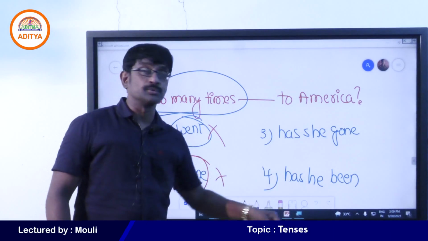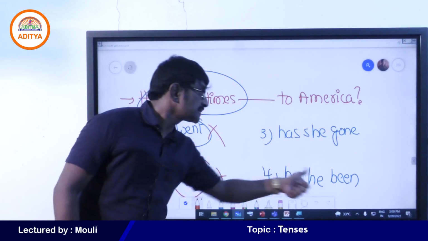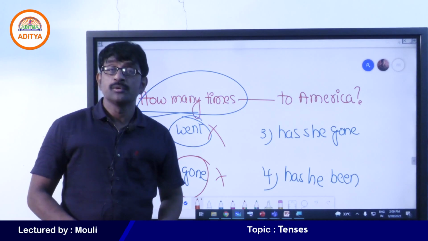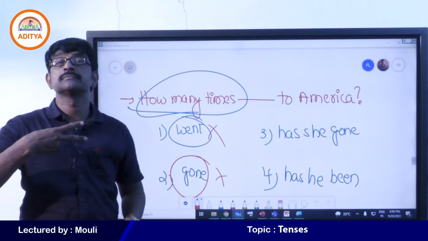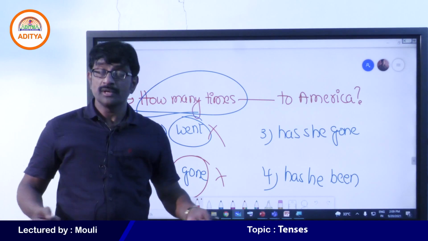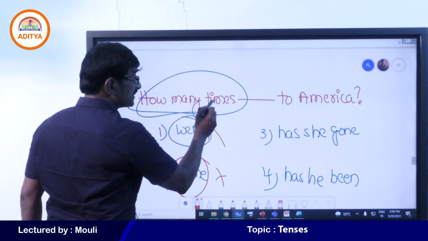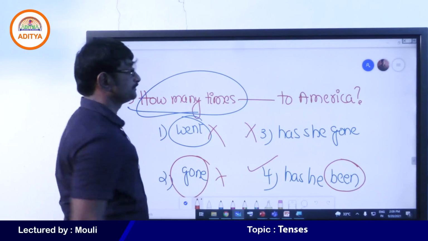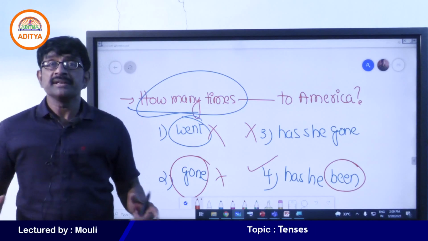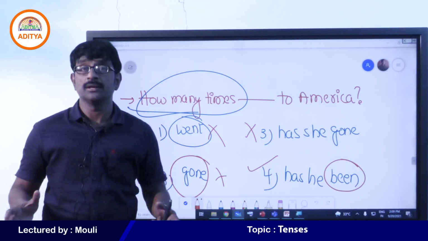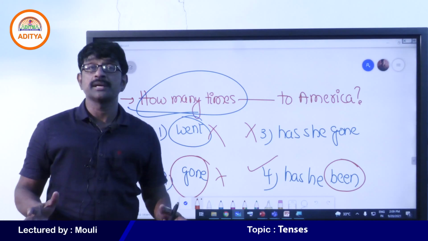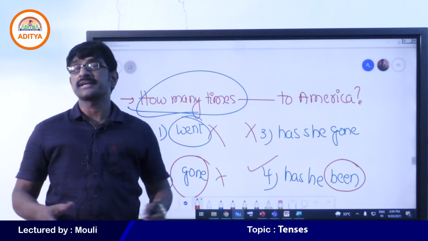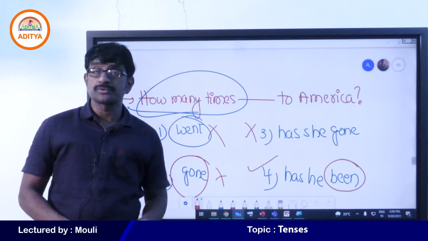When we look at these 2, has she gone, has he been? Which is a better devil between these 2? If we think, definitely whenever how many times come, you must go with been, not gone. How many times has he been to America? That's the right answer. Okay, students?